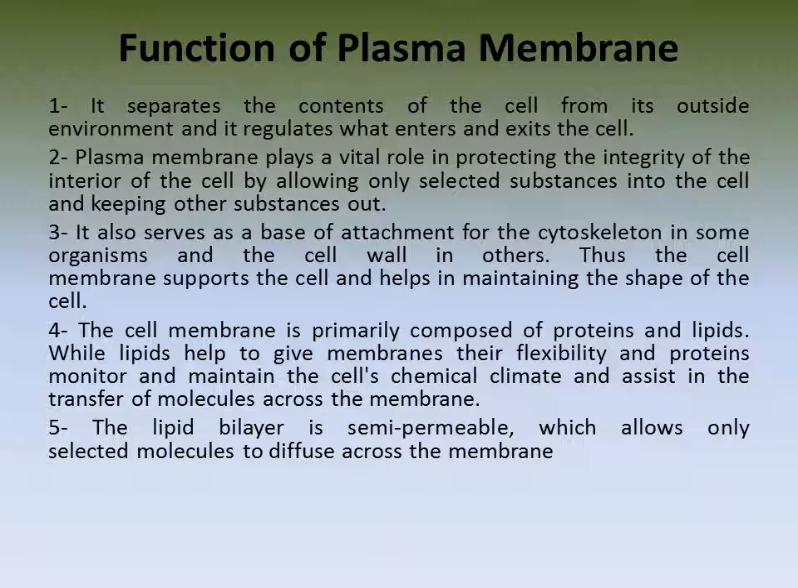Number four, the cell membrane is primarily composed of protein and lipid, while lipids help to give the membrane its flexibility, and the proteins monitor and maintain the cell's chemical climate and assist in the transfer of molecules across the membrane. Number five, the lipid bilayer is semi-permeable, which allows only selected molecules to diffuse across the membrane.